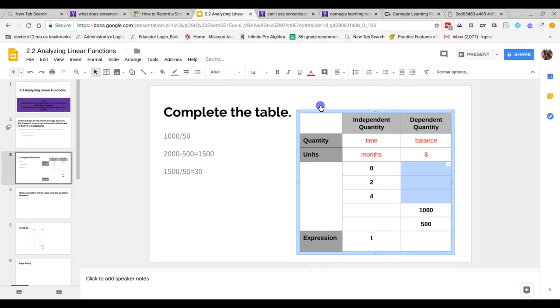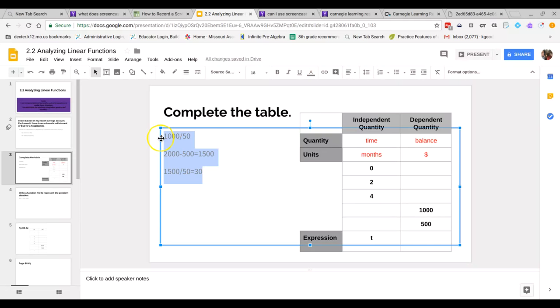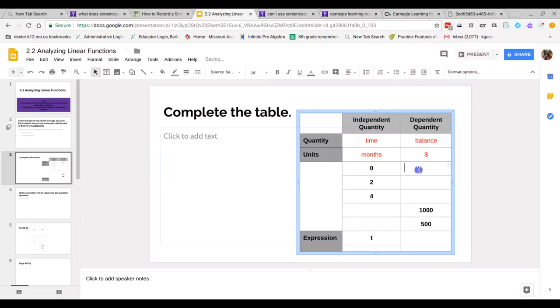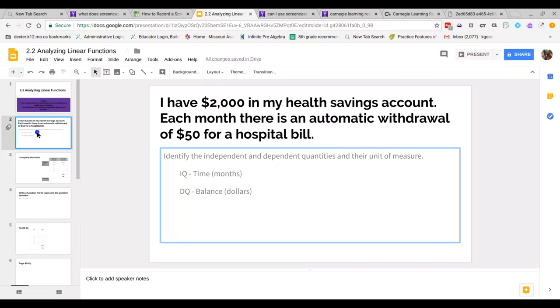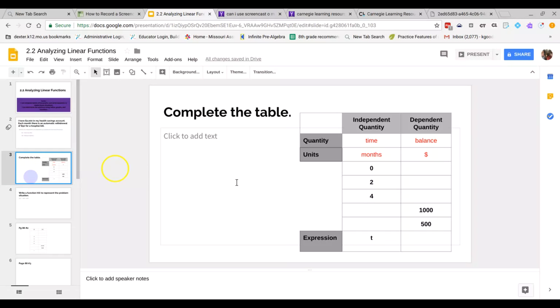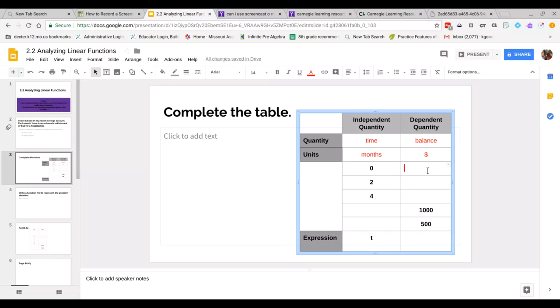All right, so the next thing is to figure out how much money we had. Well, in our previous examples in section 2.1, it always started out at 0. However, in this particular scenario, it says I have $2,000. So I started out with $2,000. If I started out with $2,000 at 0 months, I would have 2,000.